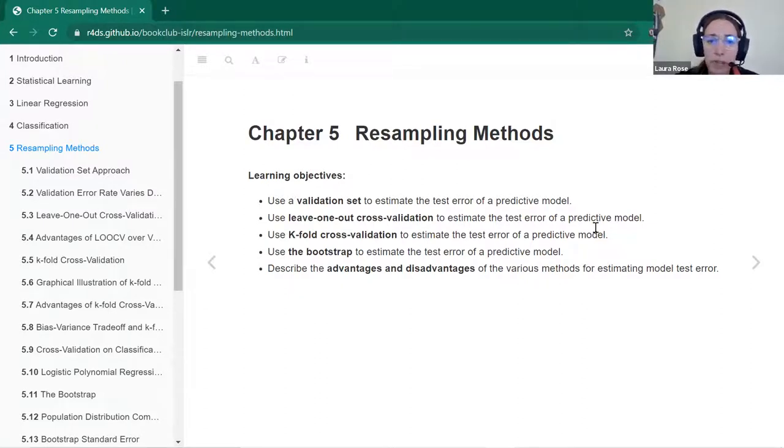So learning objectives for this chapter are validation set to estimate the test error, using leave one out, or LOOCV for short, also using K-fold and bootstrap. And then we also want to do a compare and contrast of the advantages and disadvantages of various methods. Also, the good news, to me anyway, is that this chapter is quite a bit shorter than chapters three and four. It was a nice little breather, I guess. So I think we'll probably get through everything through 5.2, which is bootstrap, today, but we'll see where we end up.